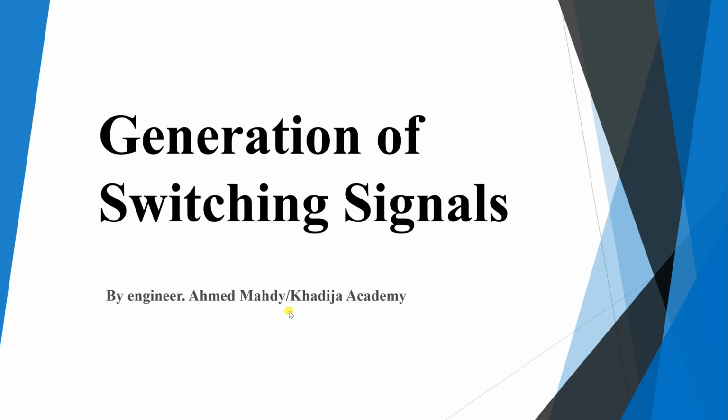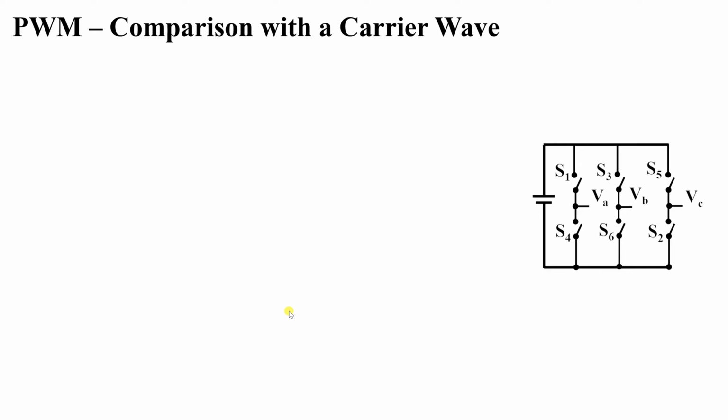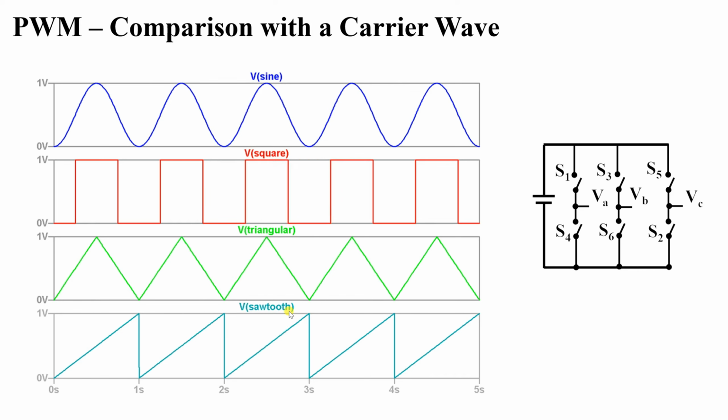Okay, so let's understand now how can we generate the switching signals of our inverter. The technique which we are going to use in this video is called sinusoidal pulse width modulation, sinusoidal PWM. In this case, we will compare with the carrier wave. Remember that we have VA reference, VB reference, and VC reference.